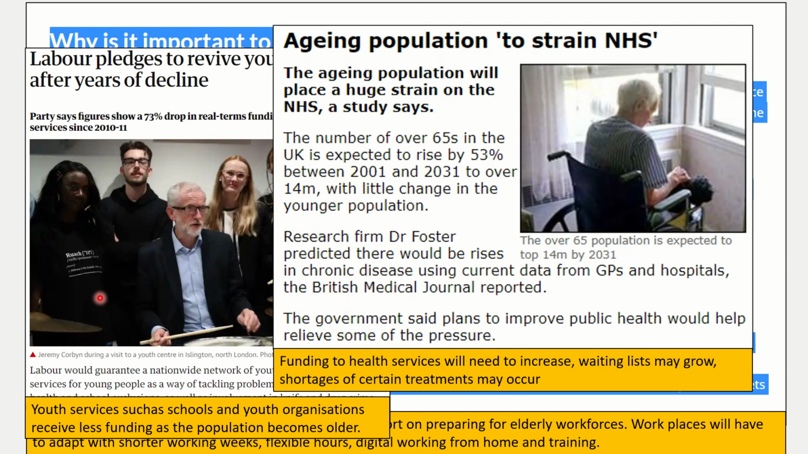An increasingly large number of aging people also strain your health service. I've mentioned this before in the first picture I showed you, but the funding to the health service will need to increase, is really what I was talking about there. But there's going to be other impacts associated with that. Where you have more old people, you're going to have longer waiting lists as they require treatment for various ailments. And shortages of certain treatments may occur.